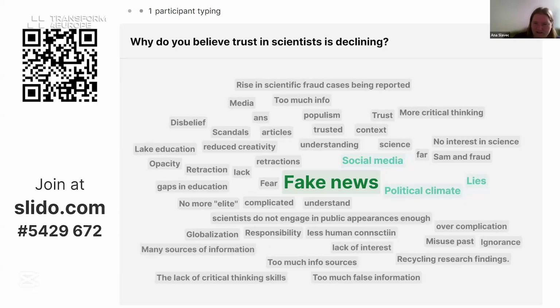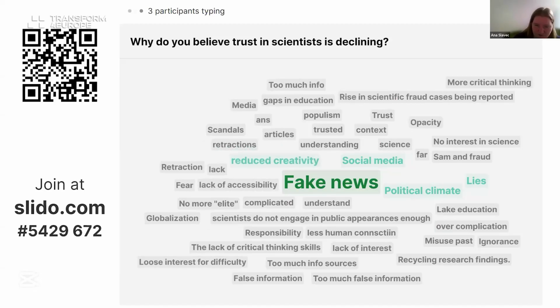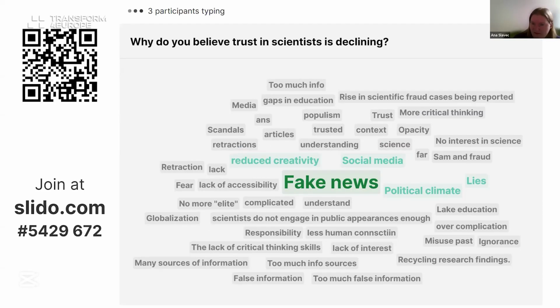Okay, no more elitism. Scientists do not engage in public appearance enough. Responsibility, less human connection, globalization, misuse, ignorance, many sources of information, too much information sources, recycling research, false information, too much false information. Okay, now we see that reduced creativity, social media, political climate is now increased, lies, politics.